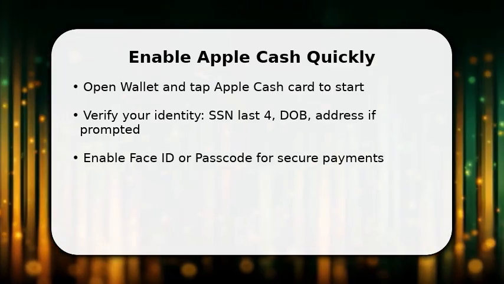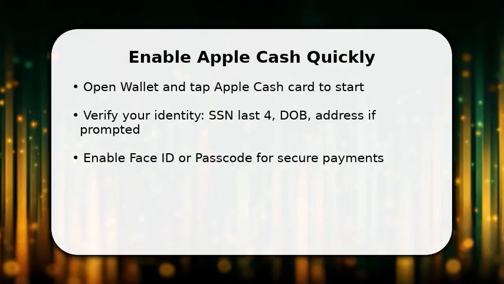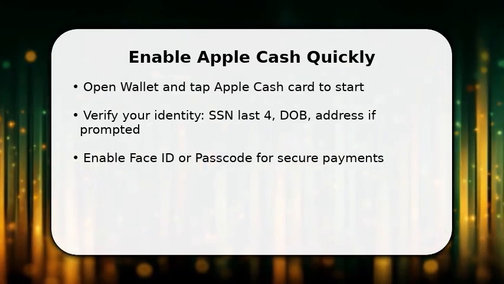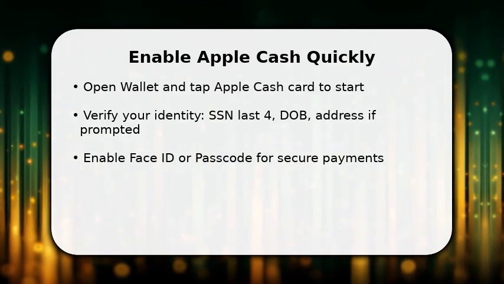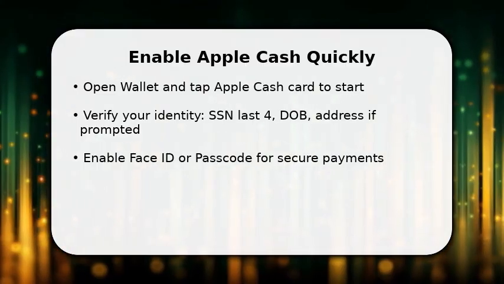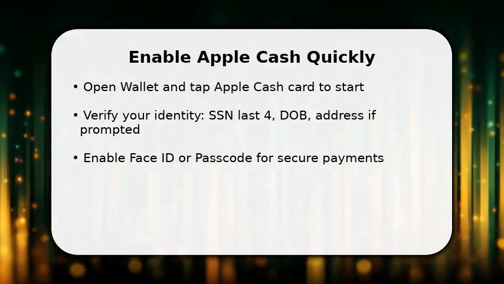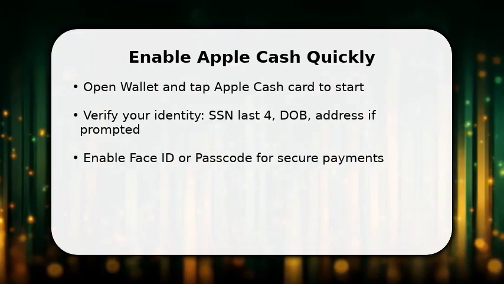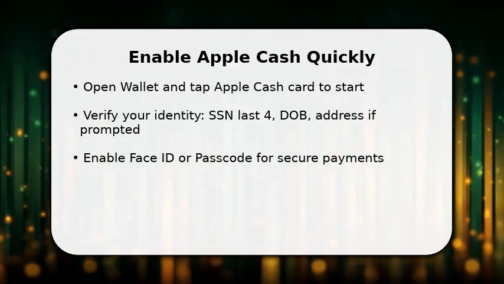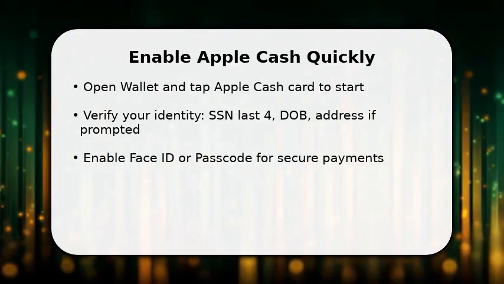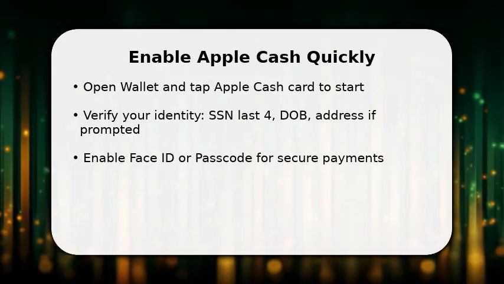You open Wallet and go straight to the Apple Cash Card. This is where you begin. Once there, accept terms and verify identity if prompted. The app will ask for the last four of your SSN and your DOB to enable full features. Make sure Face ID or your passcode is active so transactions complete without extra steps.